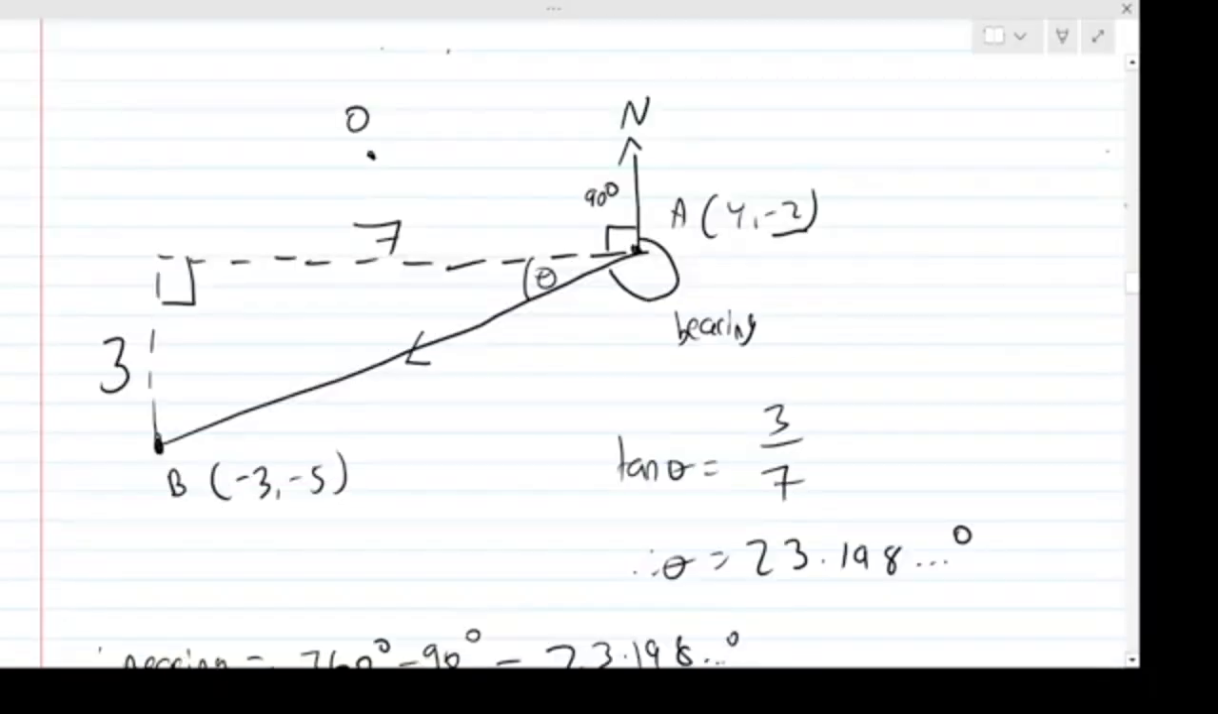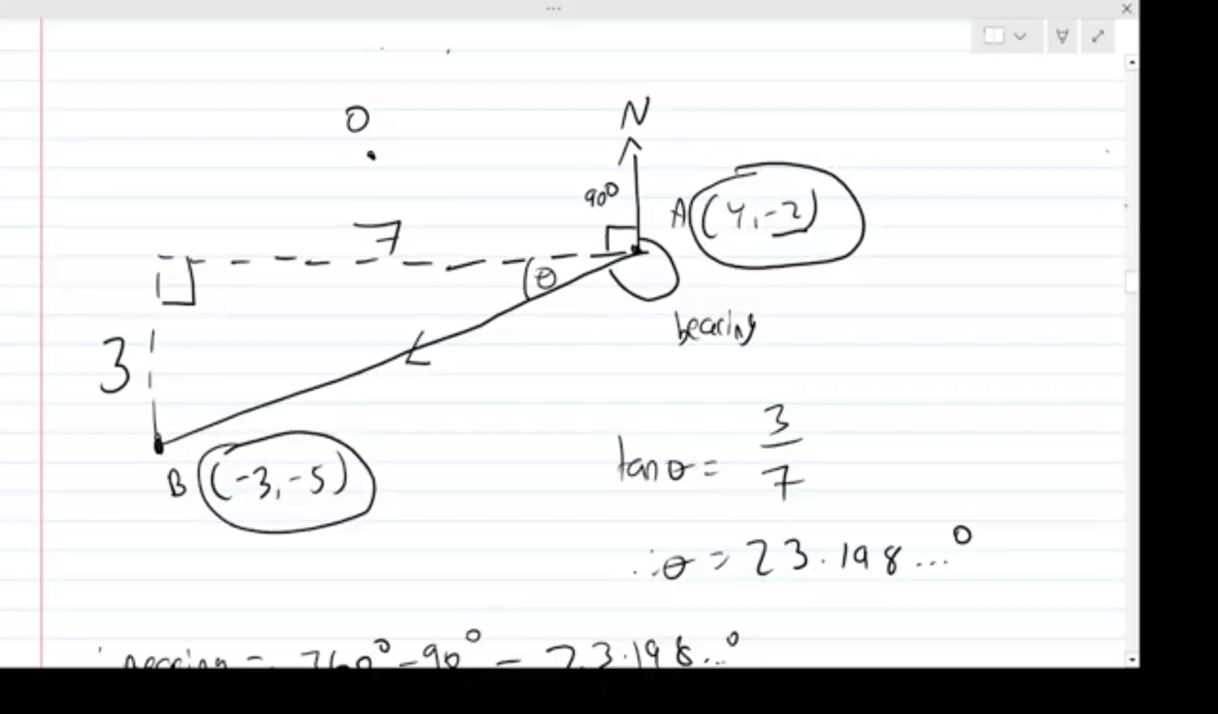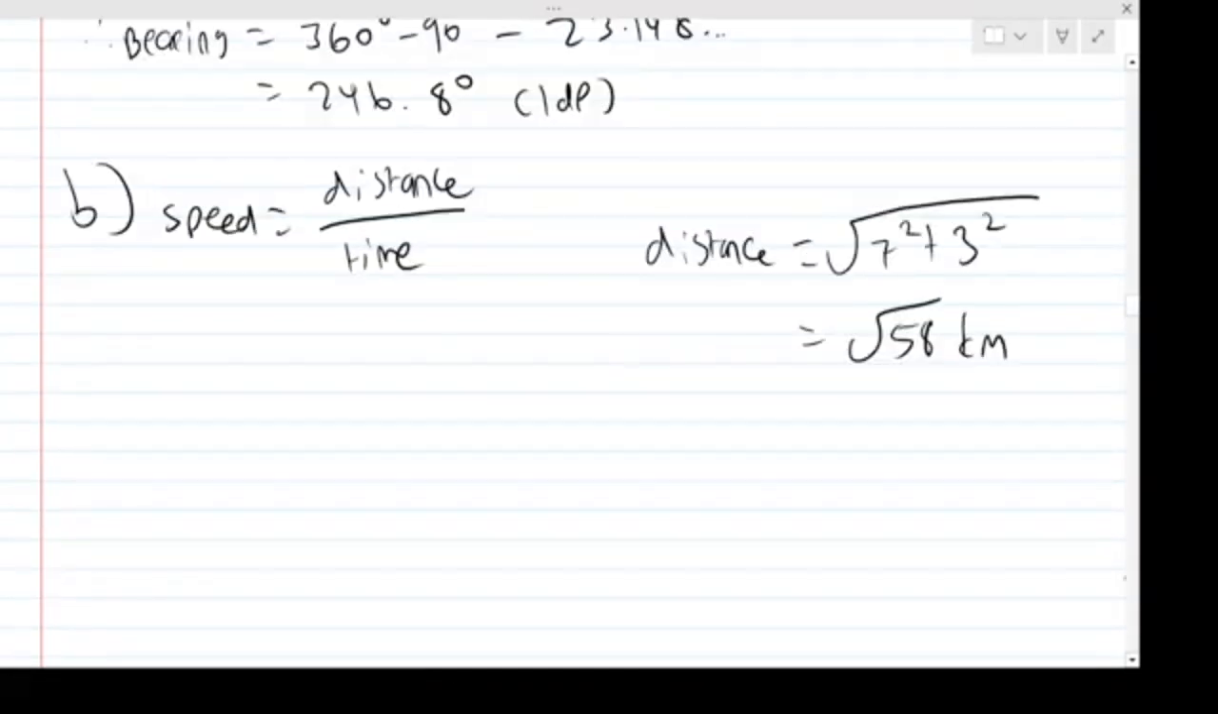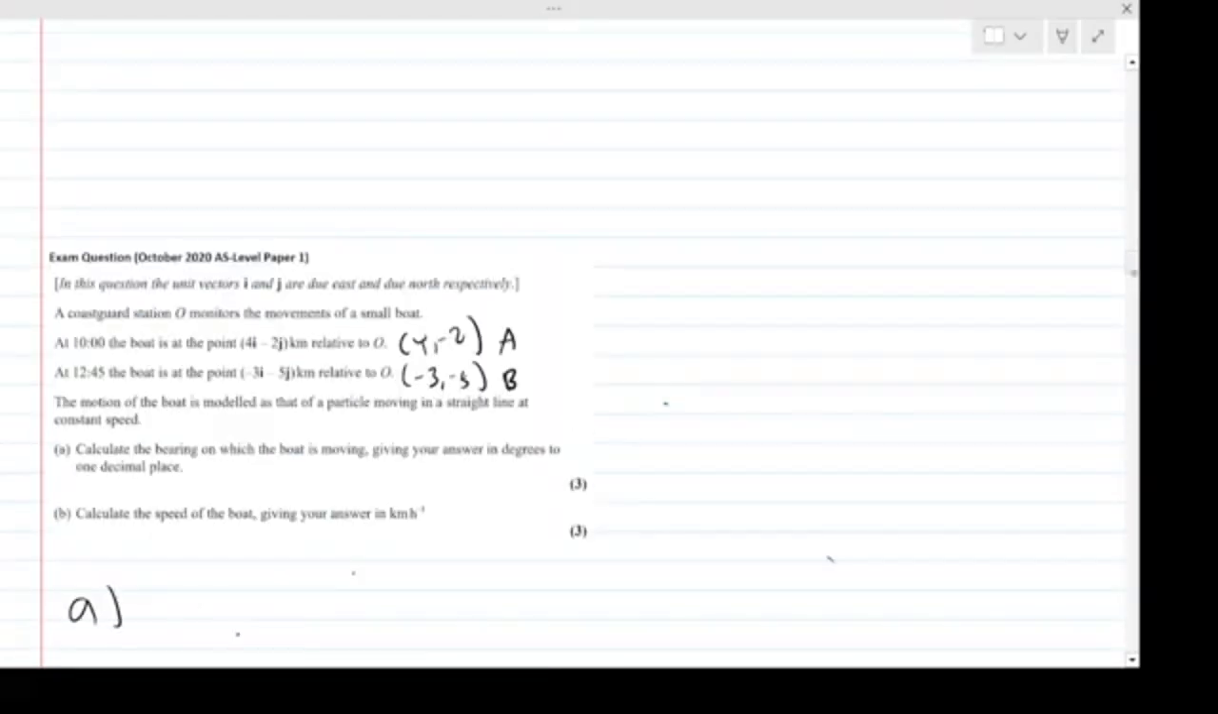Alternatively, if you're a bit uncomfortable with that, realise I have the point A, which is 4, minus 2, and the point B at the end, minus 3, minus 5. I could alternatively just simply use the distance formula to find the distance between these 2 points. But it works out to be the exact same way of just doing the Pythagoras of this triangle here. But either way, that's what we end up with in kilometres, is it? Kilometres? Yes, kilometres. Okay, lastly, we've got time.